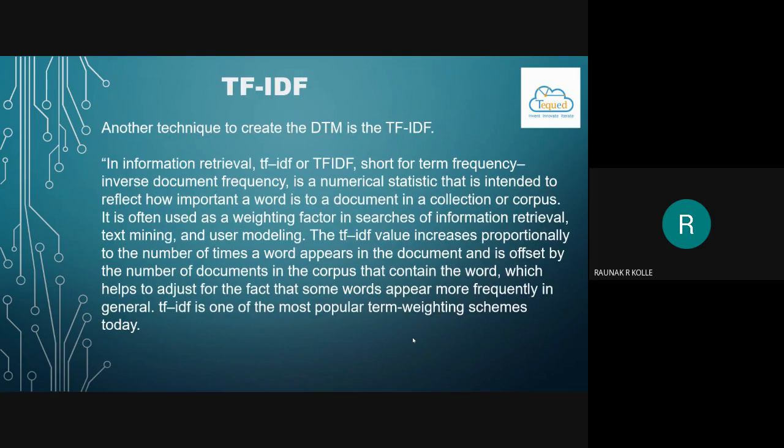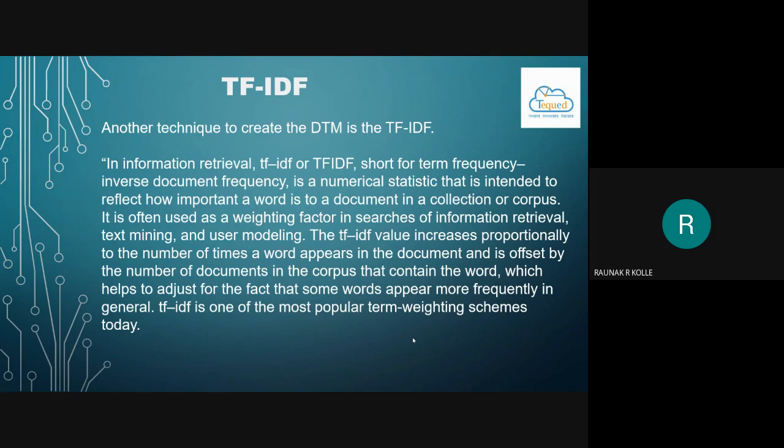TF-IDF. Another technique to create the DTM is the TF-IDF, or term frequency inverse document frequency. In information retrieval, TF-IDF is a numerical statistic that is intended to reflect how important a word is to a document in a collection or corpus. It is often used as a weighting factor in searches of information retrieval, text mining, and user modeling.